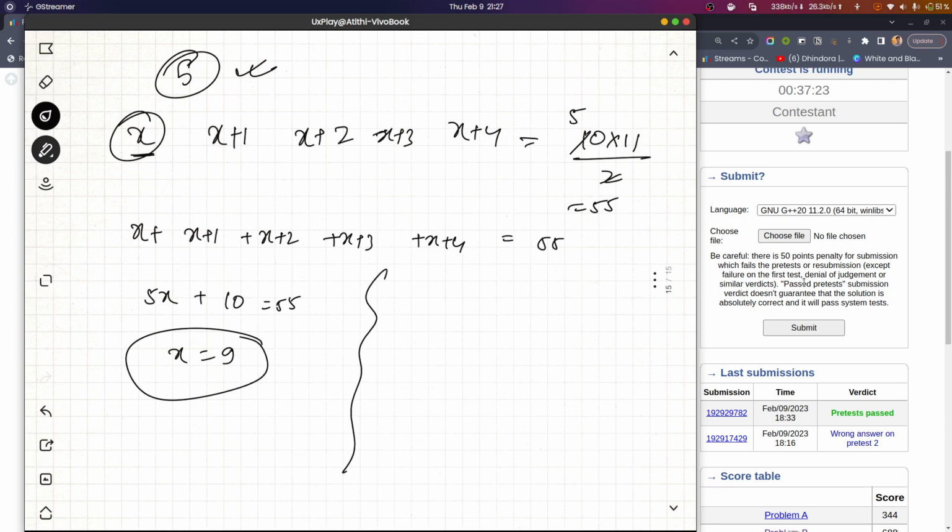So we have to construct it in such a way that the first will be 9, then 10, then 11, then 12, then 13. Okay, because there are only 5 containers, so it will be from 9 till 13. Now how we have to construct it, we have to think about it.